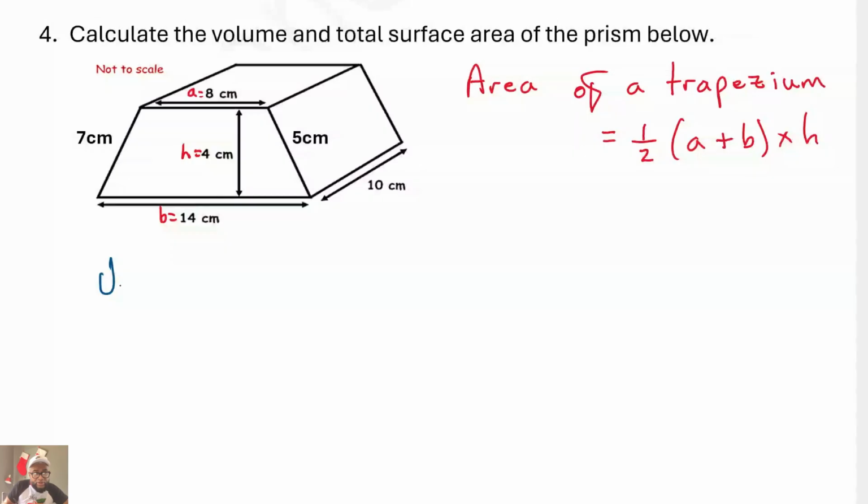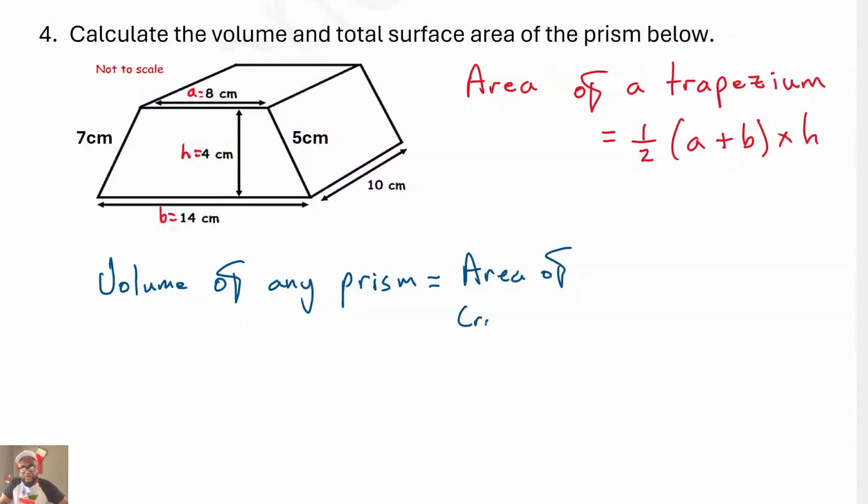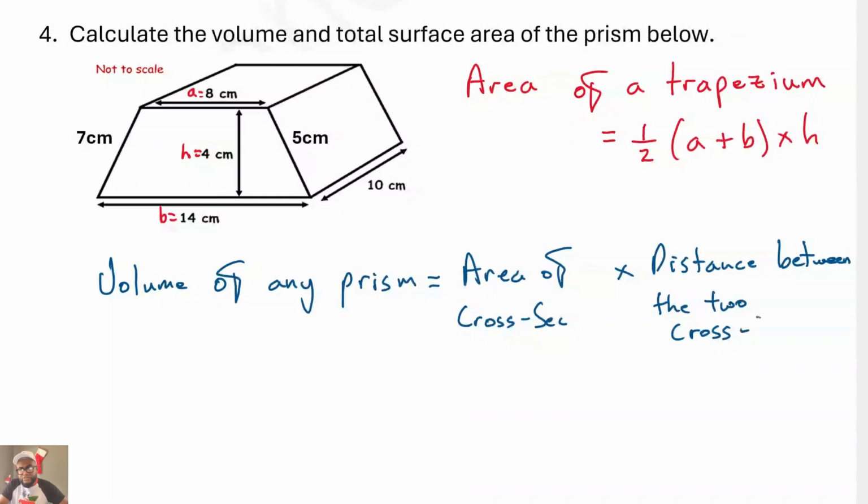Volume. So now we're going to work with the volume. It's a trapezoidal prism, right? So the volume of any prism is equal to the area of the cross section multiplied by the distance between the two cross sections. So the cross sections here would actually be trapeziums, right?